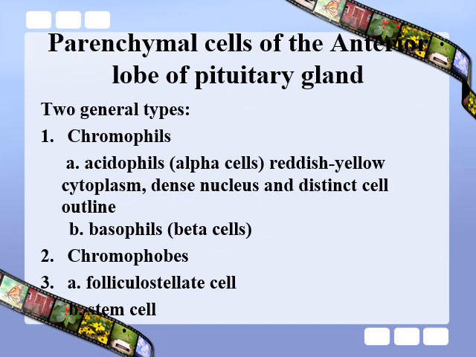The parenchymal cells of the anterior lobe of the pituitary gland are of two general types: chromophils and chromophobes. The chromophils are either acidophils or basophils. Acidophils are the alpha cells. What color are they? They have a reddish yellow cytoplasm, a dense nucleus, and distinct cells. The basophils are the beta cells. It's easy to remember: acid, alpha, both letter A; baso, beta, both letter B.